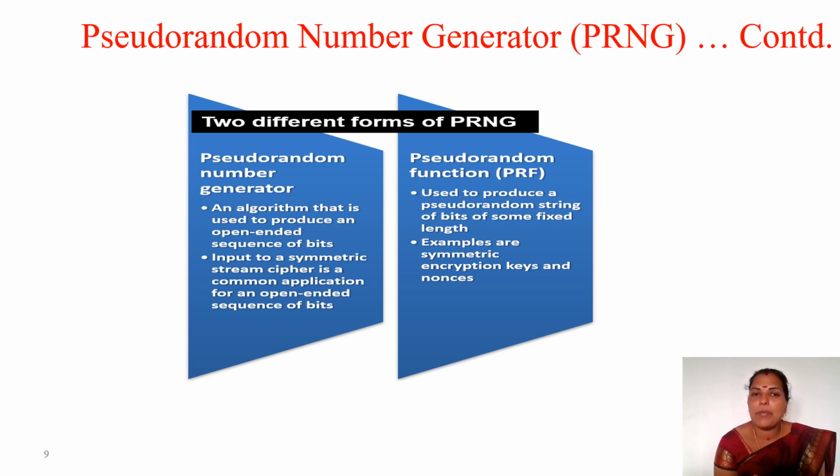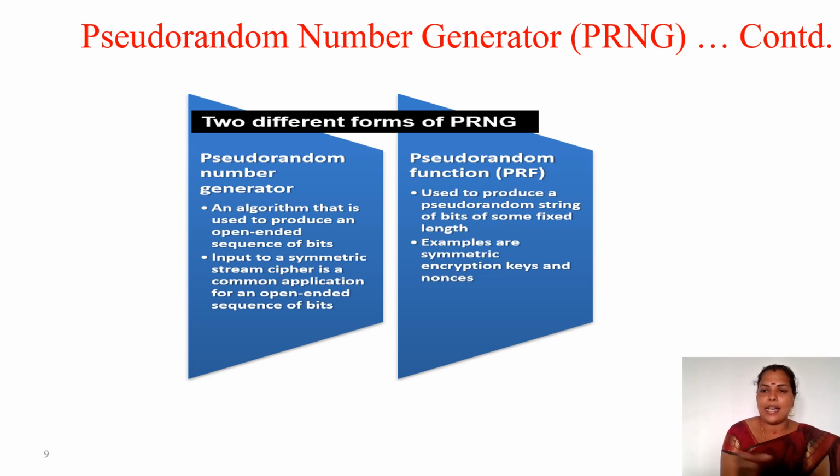In the pseudo random number generator, here an algorithm is used to produce an open-ended sequence of bits. That is, the size of the bits may be any number, that is an open-ended sequence of bits. And in the pseudo random function, we are producing a pseudo random string of bits of some fixed length. So here the input to the symmetric stream cipher is a common application for an open-ended sequence of bits. Here in the pseudo random function, examples are the symmetric encryption keys and nonces.